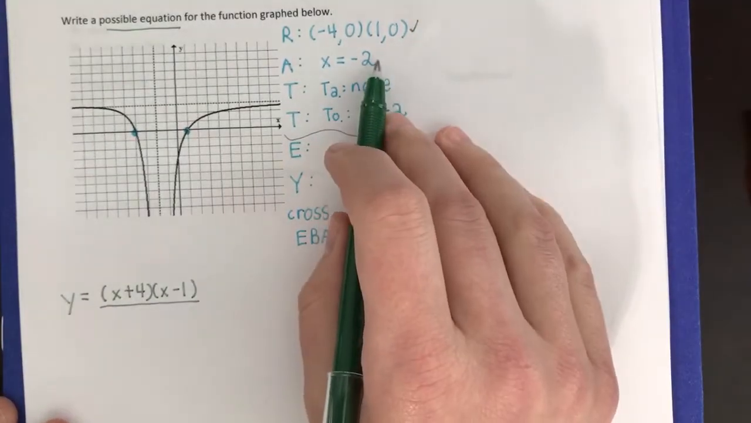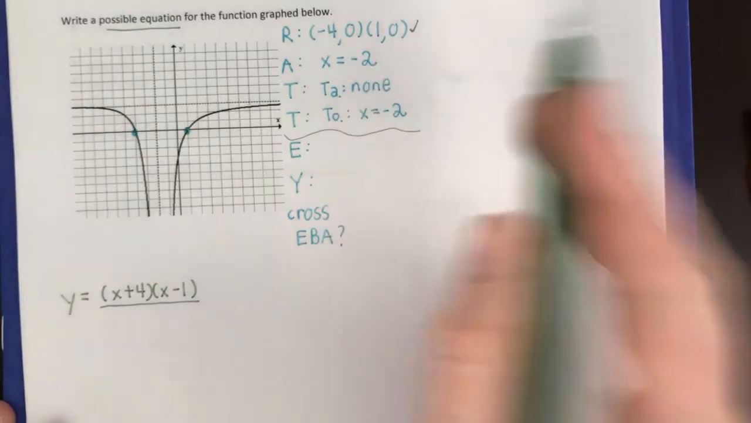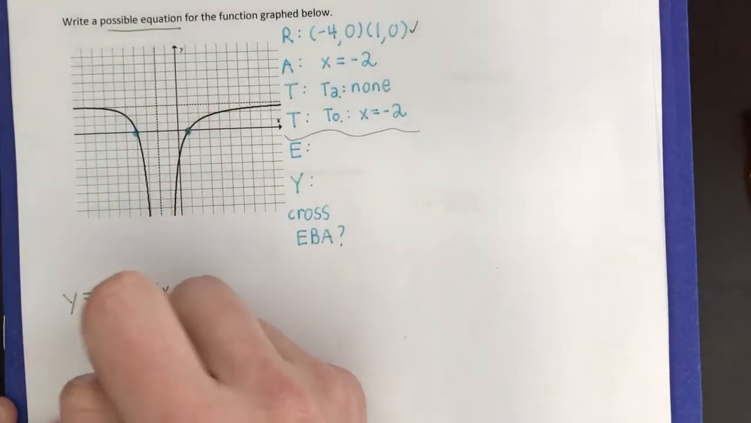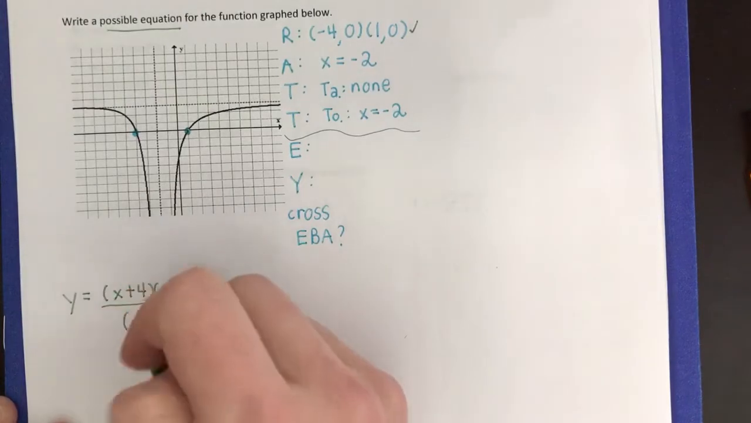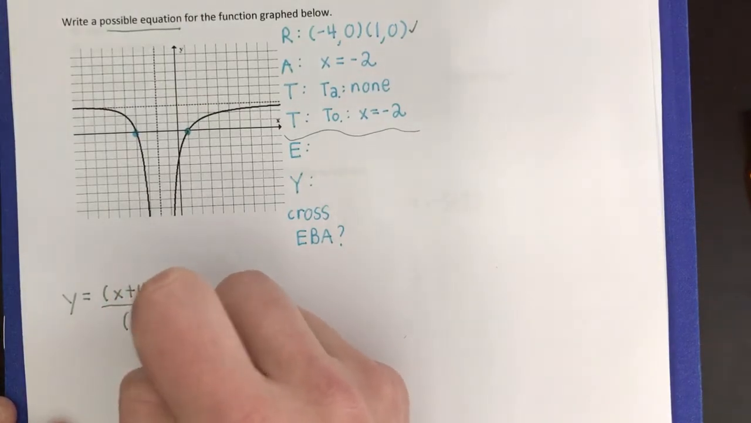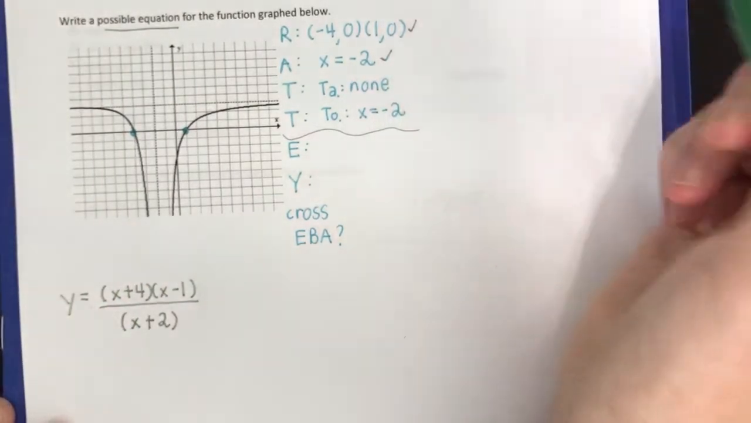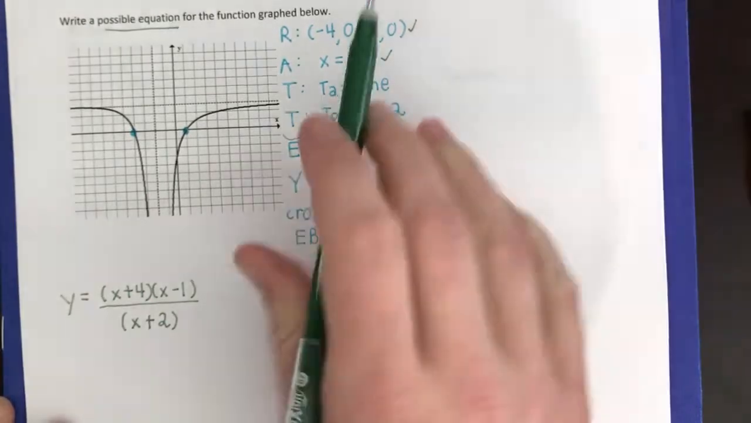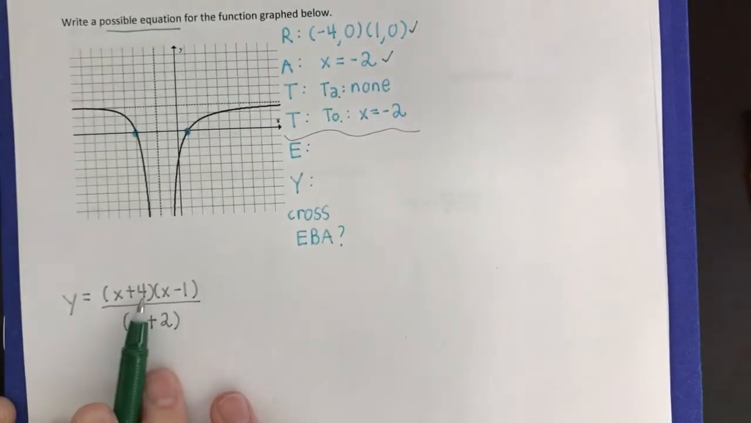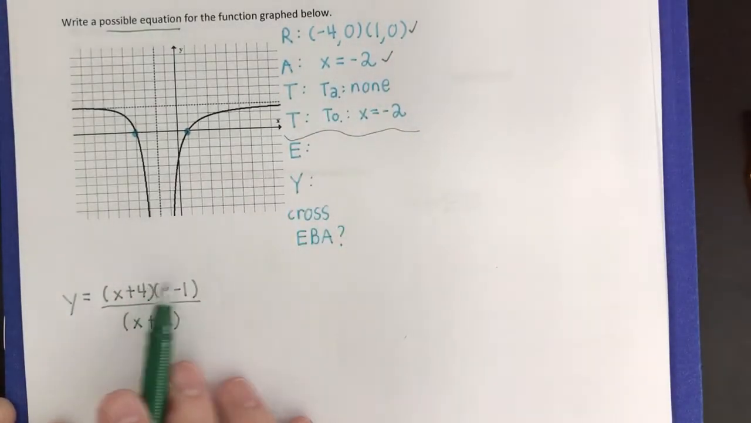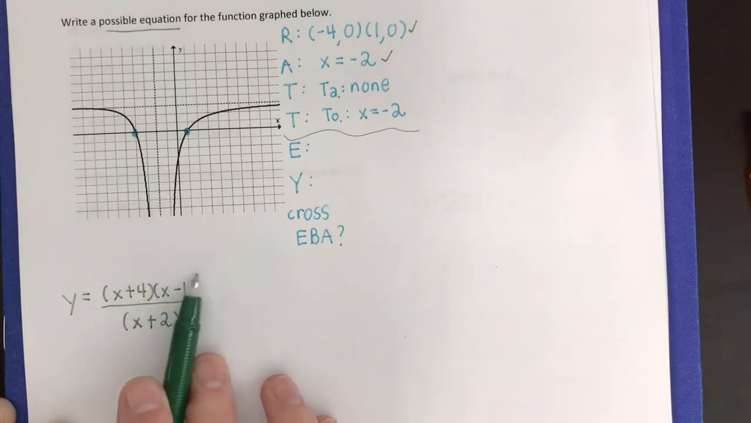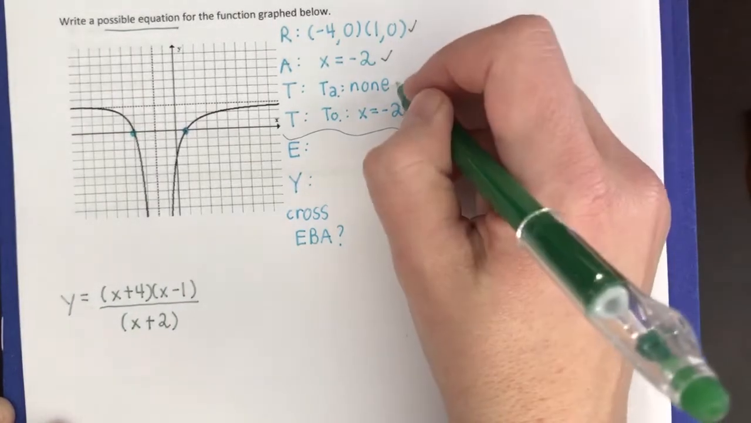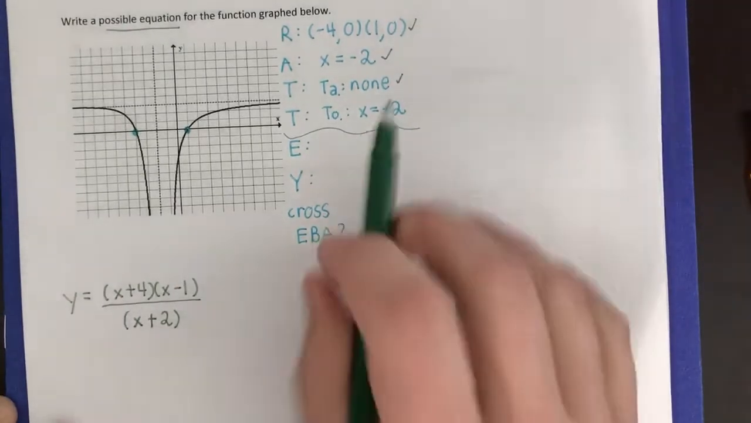Then to have this vertical asymptote at x equals -2, we will have the factor x plus 2 in the denominator. Okay, so there's no tangency. That means we have no, remember, numerator, denominator, numerator. We're back at the numerator. We have no squared factors or even exponent here in the numerator. So, yep, we're good.